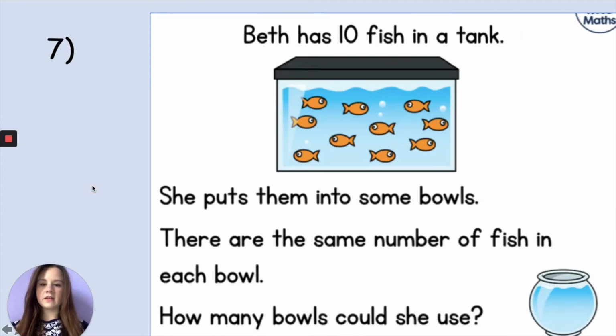Question number 7. Now this one's a bit tricky. Beth has 10 fish in a tank. She puts them into some bowls. There are the same number of fish in each bowl. How many bowls could she use? So there are lots of different answers to this question, and you get 1 mark for each correct answer that you put. Okay, pause the video to complete this.